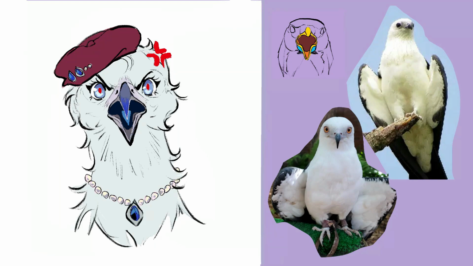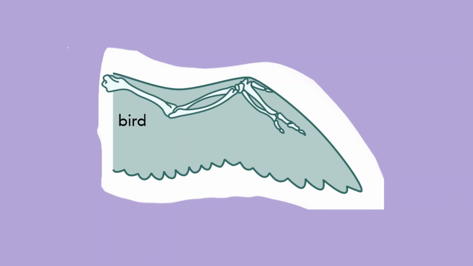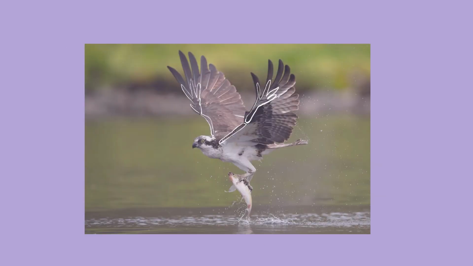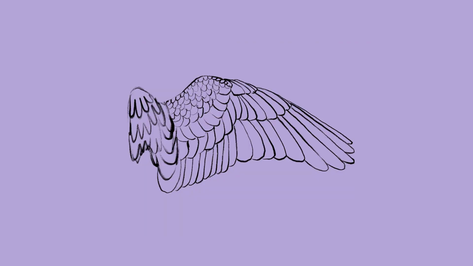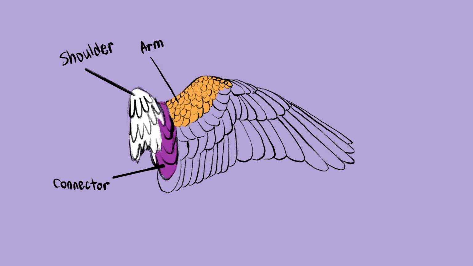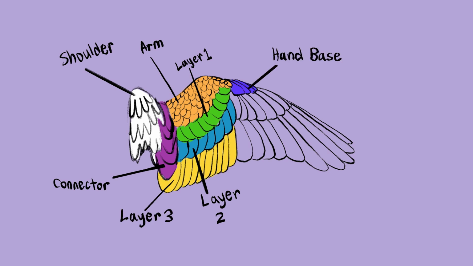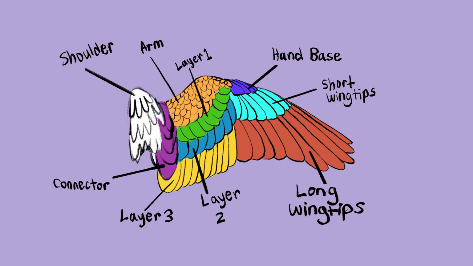Next up, let's learn about wings. Based on the bone structure, bird wings are kinda like human arms. Personally, I like to picture the top ridge of the wings as the arms of the bird. The basic structure of the wing can be broken down into a couple sections. There is the shoulder, the connector, the arm, layers 1, 2, and 3, the hand base, the short wing tips, and the long wing tips.